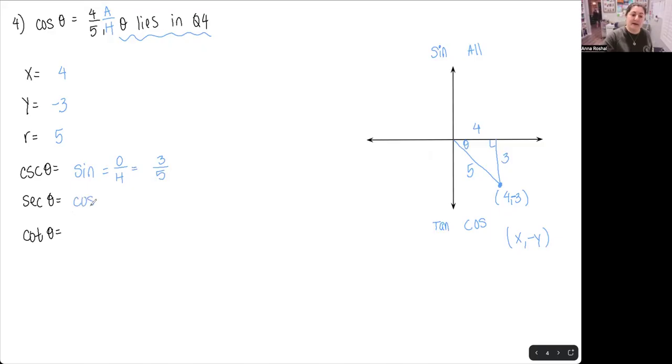Secant is the reciprocal of cosine, which is adjacent over hypotenuse. I know that to be 4/5, so I'm just going to make a reciprocal of 5/4. And then this is the reciprocal of tangent, which is opposite over adjacent, so the flipped version of this would be 5/3. Okay, and there you have it.